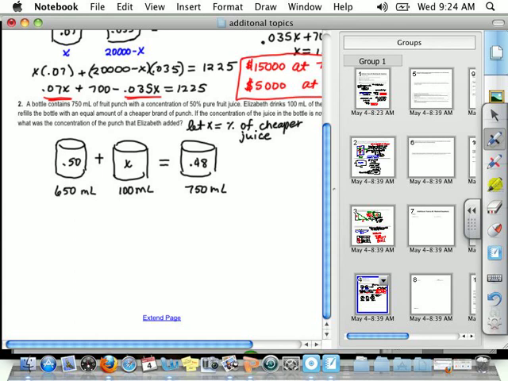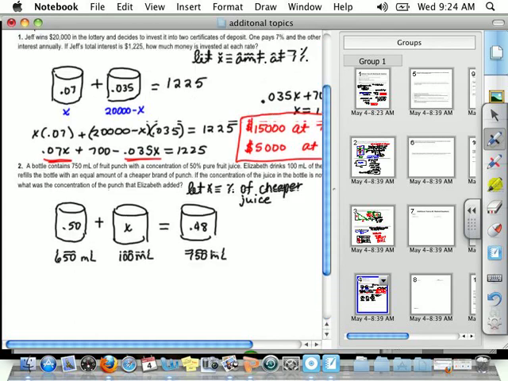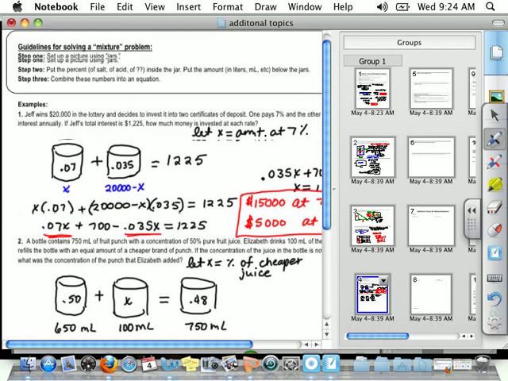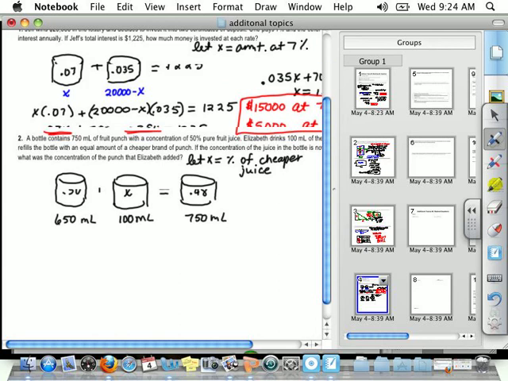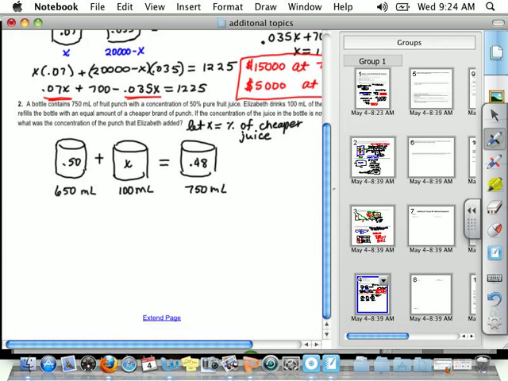The same thing for most of these problems. It's going to be like that. The only reason we didn't on this one is because I didn't tell you that he had a percent, like he made a percent up here. Like I just told you the total interest. Okay. So we need to set up the equation. So I'm going to say 0.50 of 650 plus x times 100 equals 0.48 times 750.